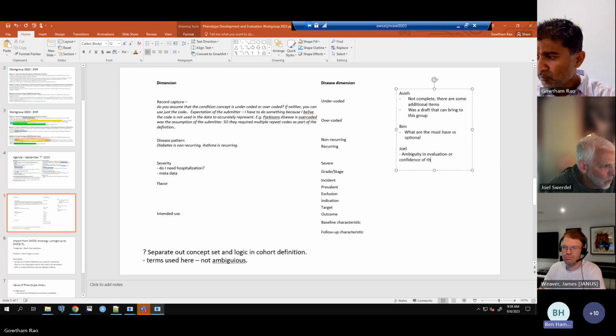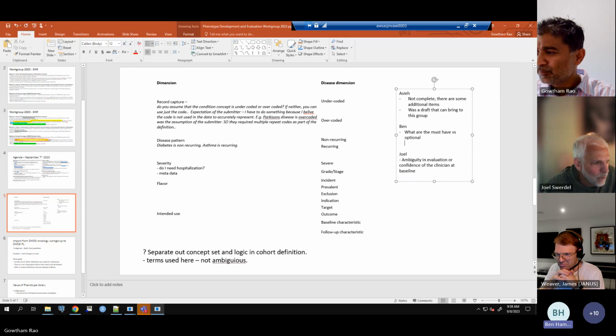Because there's a lot of detail here, and I worry that this is going to be very burdensome for someone to complete this level of detail. It'd be like submitting a 3,000-page NQF submission form for an evaluation of something. That kind of puts the burden on the phenotype developer.